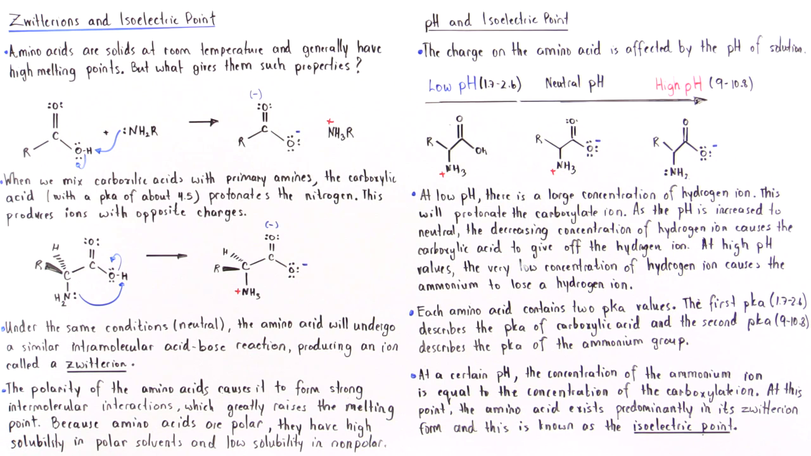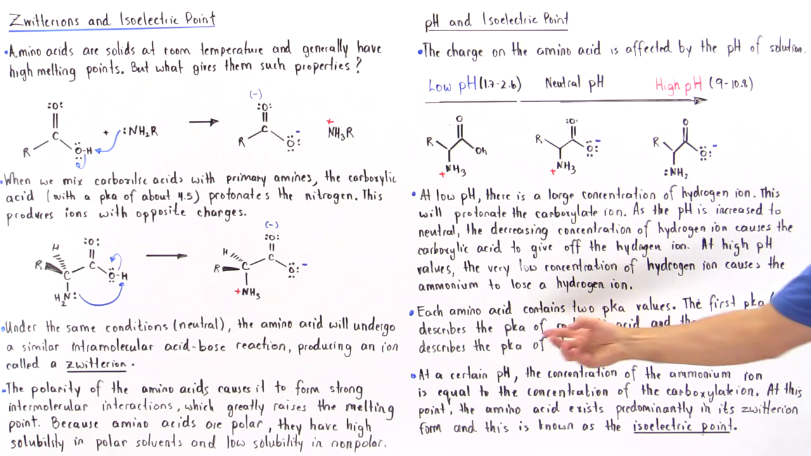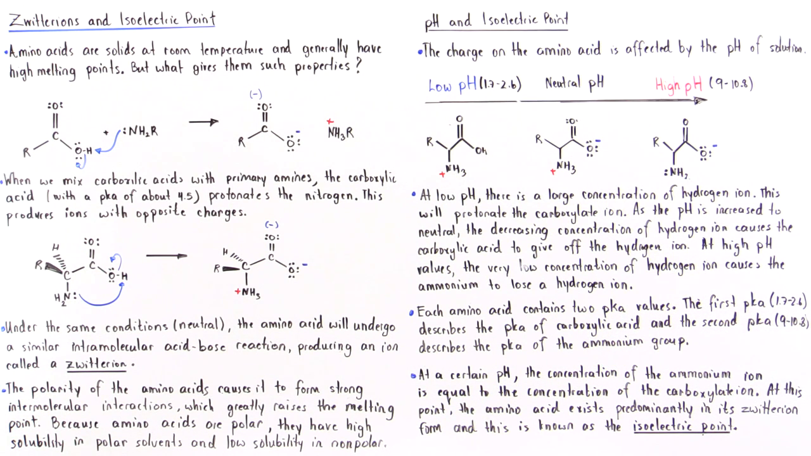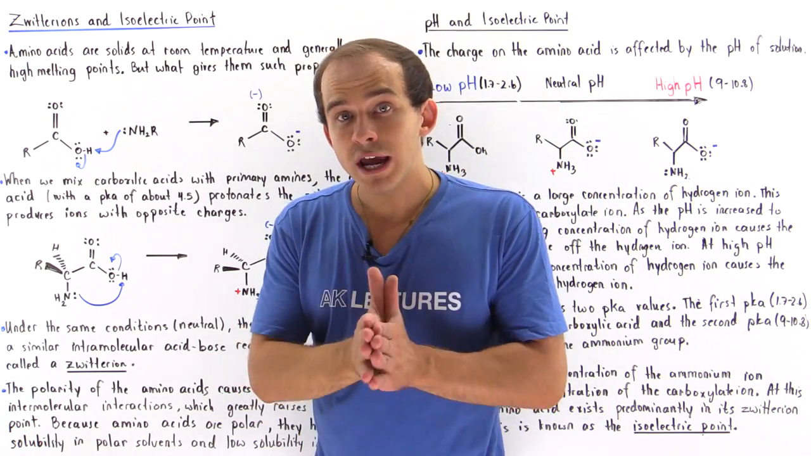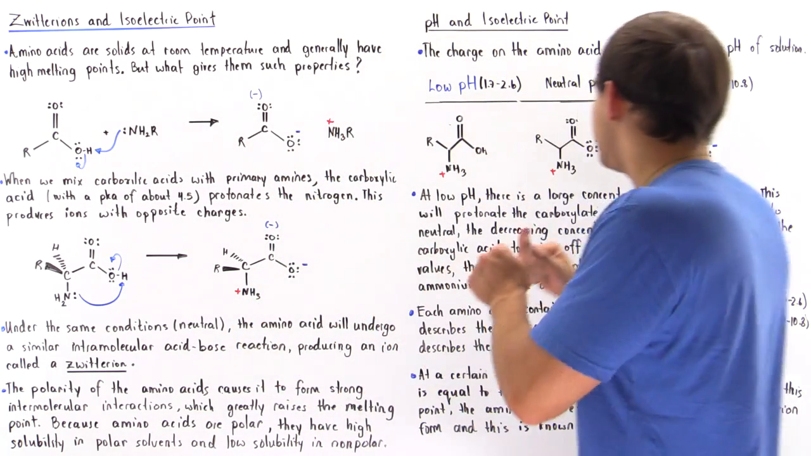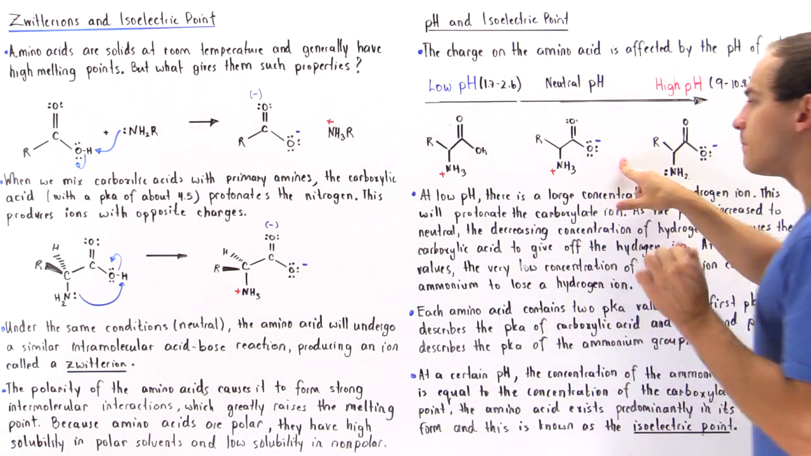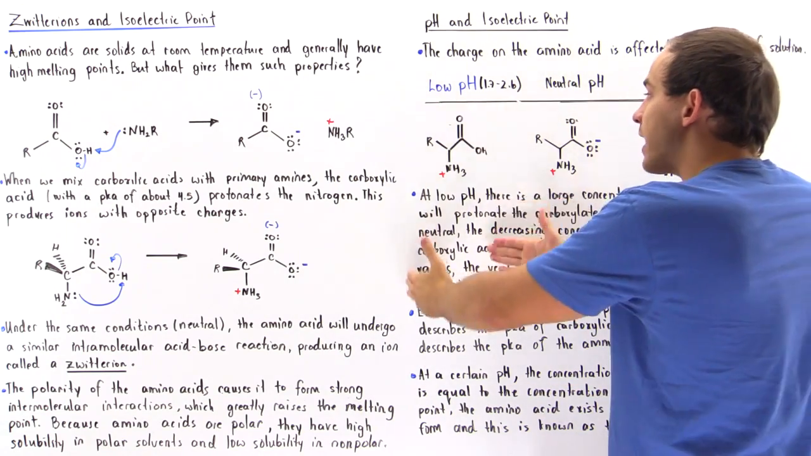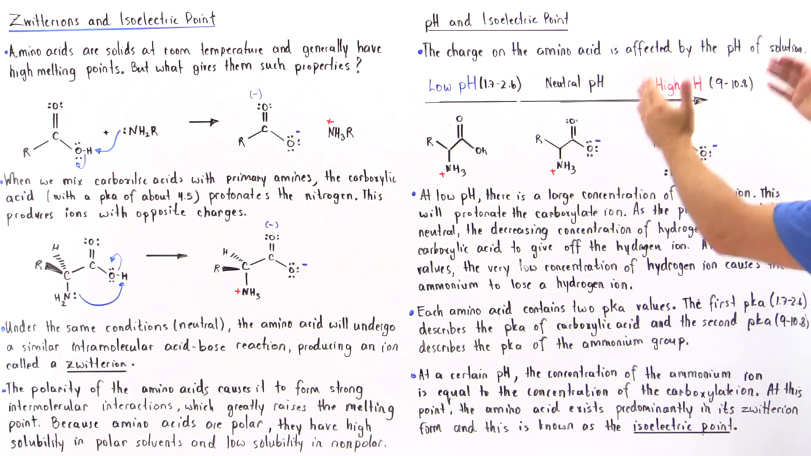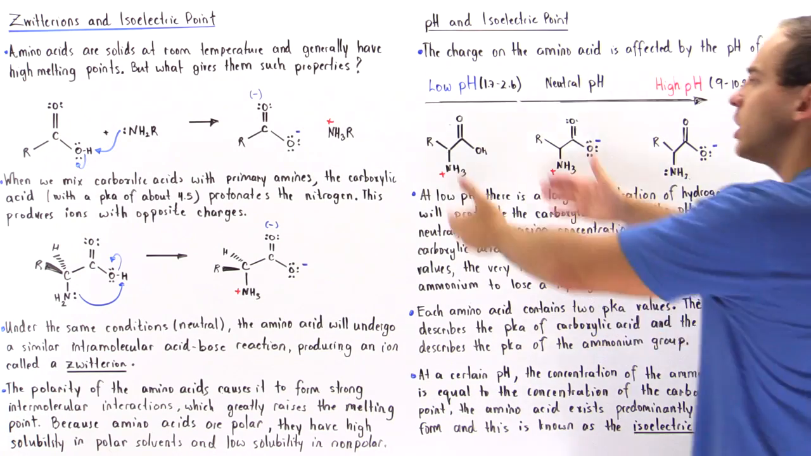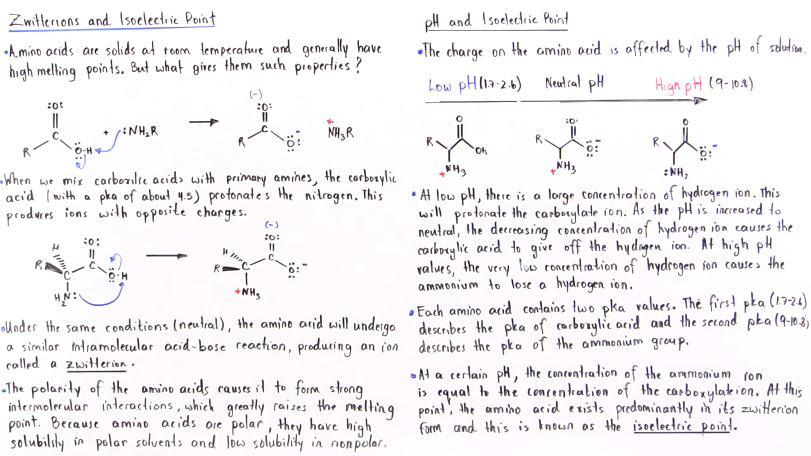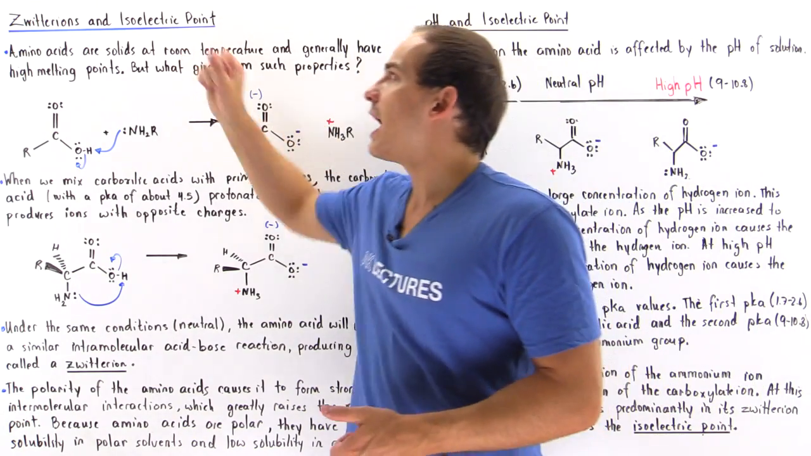The first pKa value, which basically ranges around this value, describes the pKa of carboxylic acids. And the second pKa describes the pKa of our ammonium group. Now, every single amino acid has a specific pH value at which it will exist predominantly in this form, our Zwitterion form. And at that same pH, the concentration of the carboxylate ion will be equal to the concentration of our ammonium. And this pH point is known as the isoelectric point.